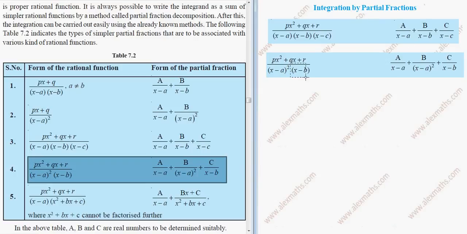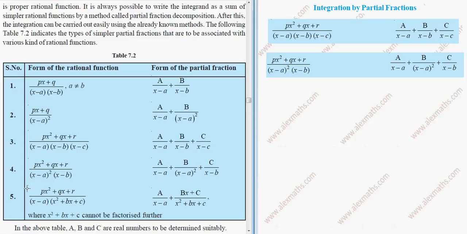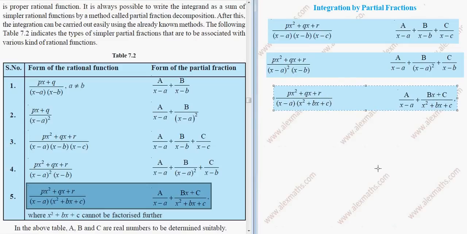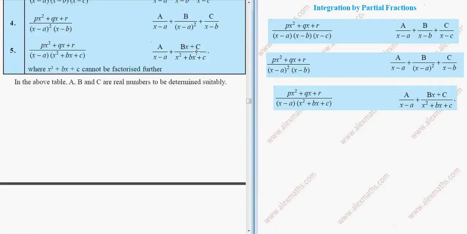Then the last one is similar to the first rule. So don't miss the rule and be careful when applying this in the problem. Then the last one is when you have a non-factorizable quadratic equation, this rule comes. That is, in the numerator there will be bx plus c instead of the constant alone. So these are the rules. I'll show you how to use the rule.